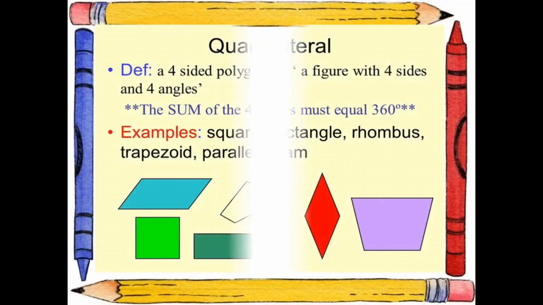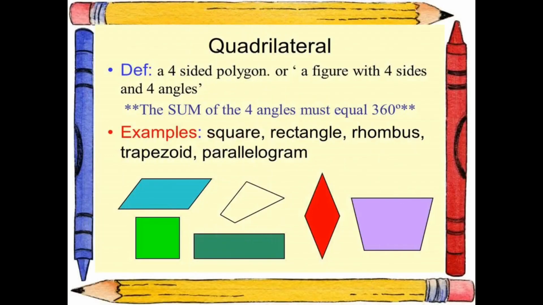Next topic is quadrilateral, and it is a four-sided polygon or a figure with four sides and four angles, and the sum of the four angles must be equal to 360 degrees. For example, square, rectangle, rhombus, trapezoid, parallelogram are quadrilaterals. Hopefully it is clear to you.